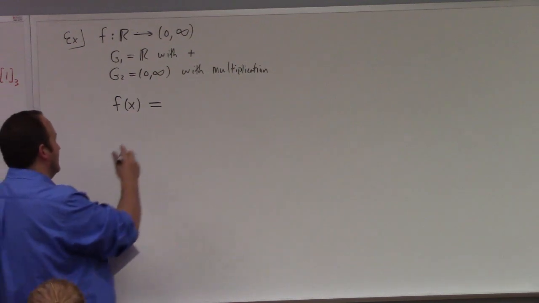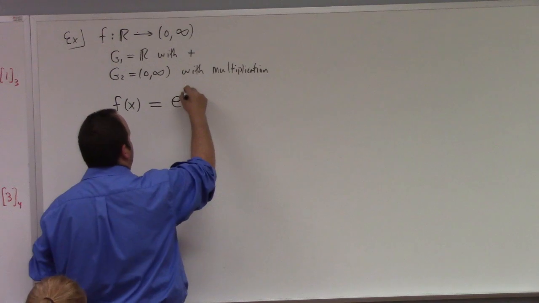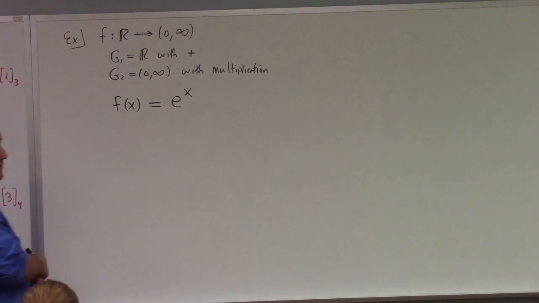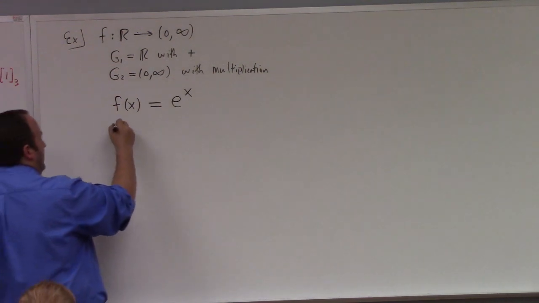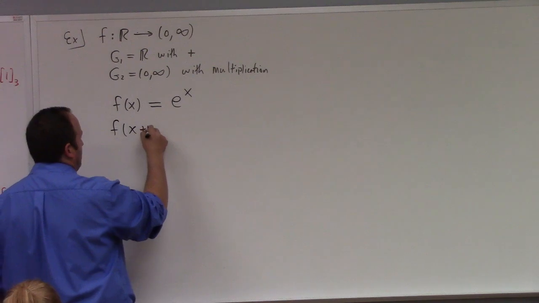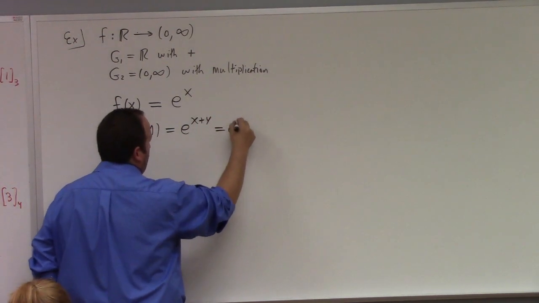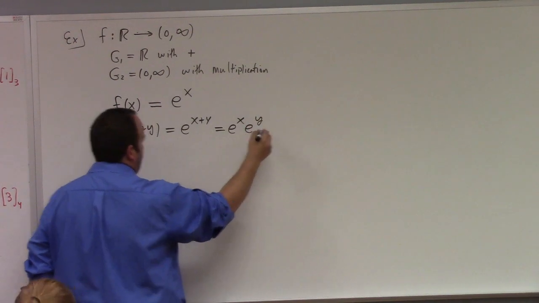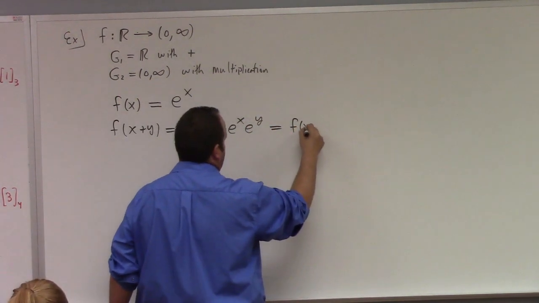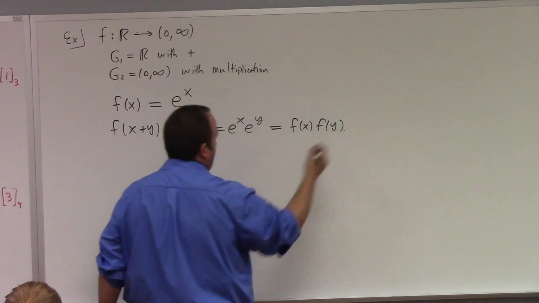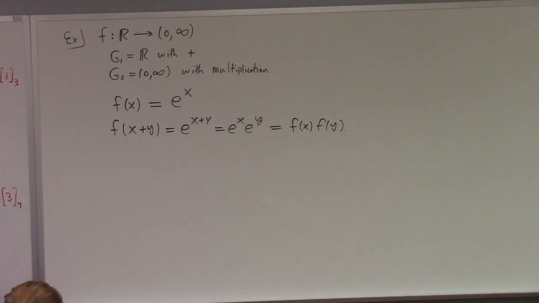Yes. Very good. So e to the x. e to the x will work nicely. I mean, you could play around with different things, but check it out. Does that work? Well, what is f of x plus y? That's e to the x plus y, which we know is e to the x times e to the y, which is f of x times f of y. So it's structure preserving. It transfers addition to multiplication like we want. Is it a bijection?